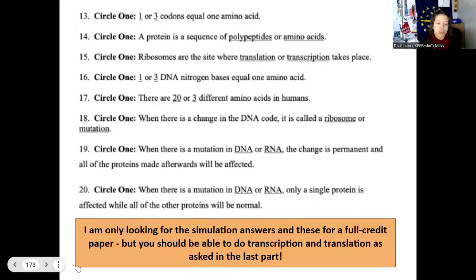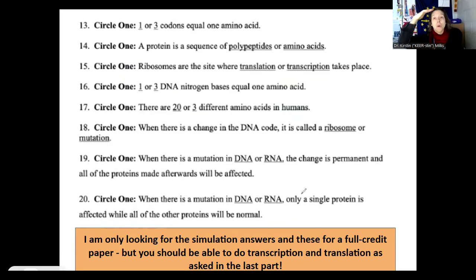I'm going to use that annotation tool because I'm learning how to do that, like a boss. And I wanted to say to you, I'm only looking for the simulation answers and these answers, but you should be able to know how to make, if you're given a strand of DNA, the complementary strand where A binds to T and T binds to A. You should be able to take that strand and make a messenger RNA strand where if you see an A, you put a U.